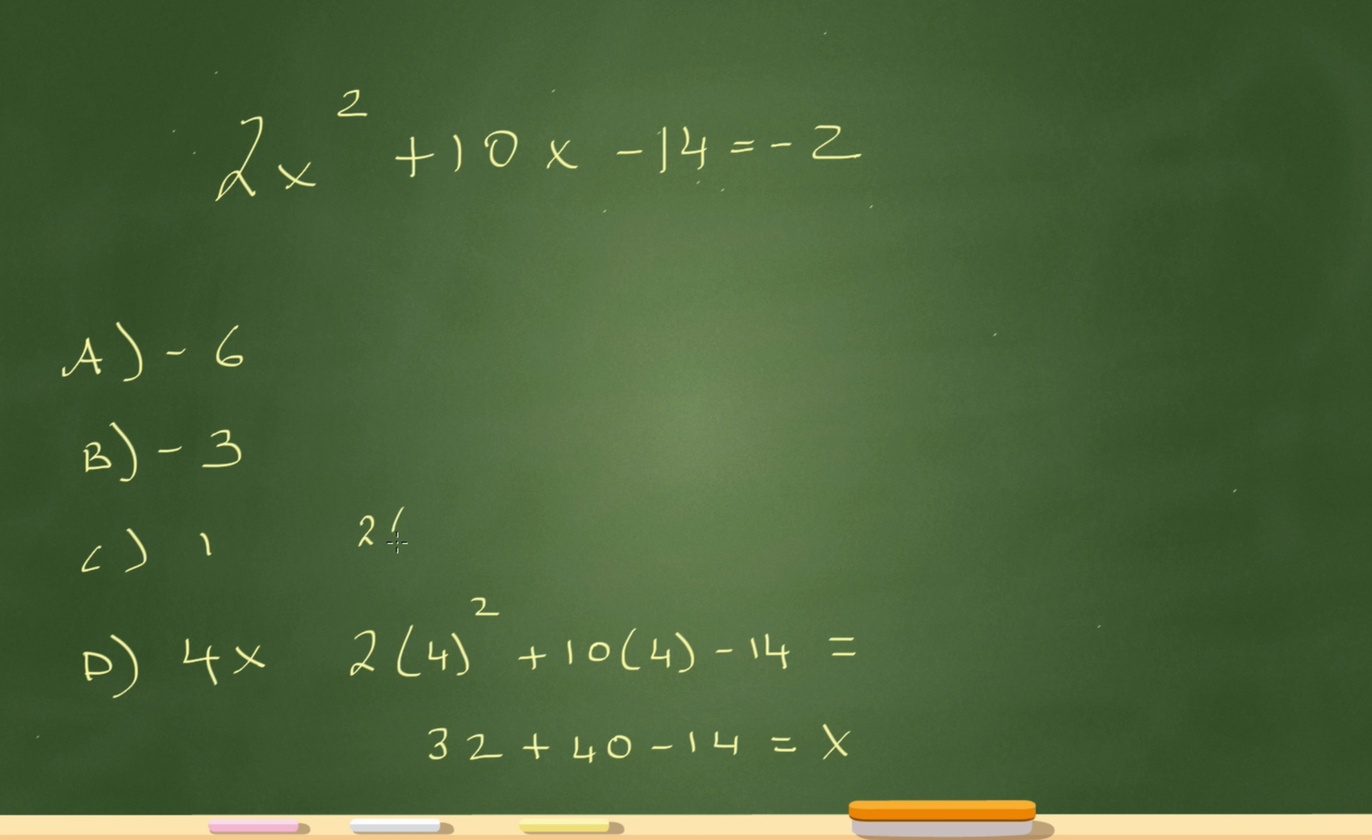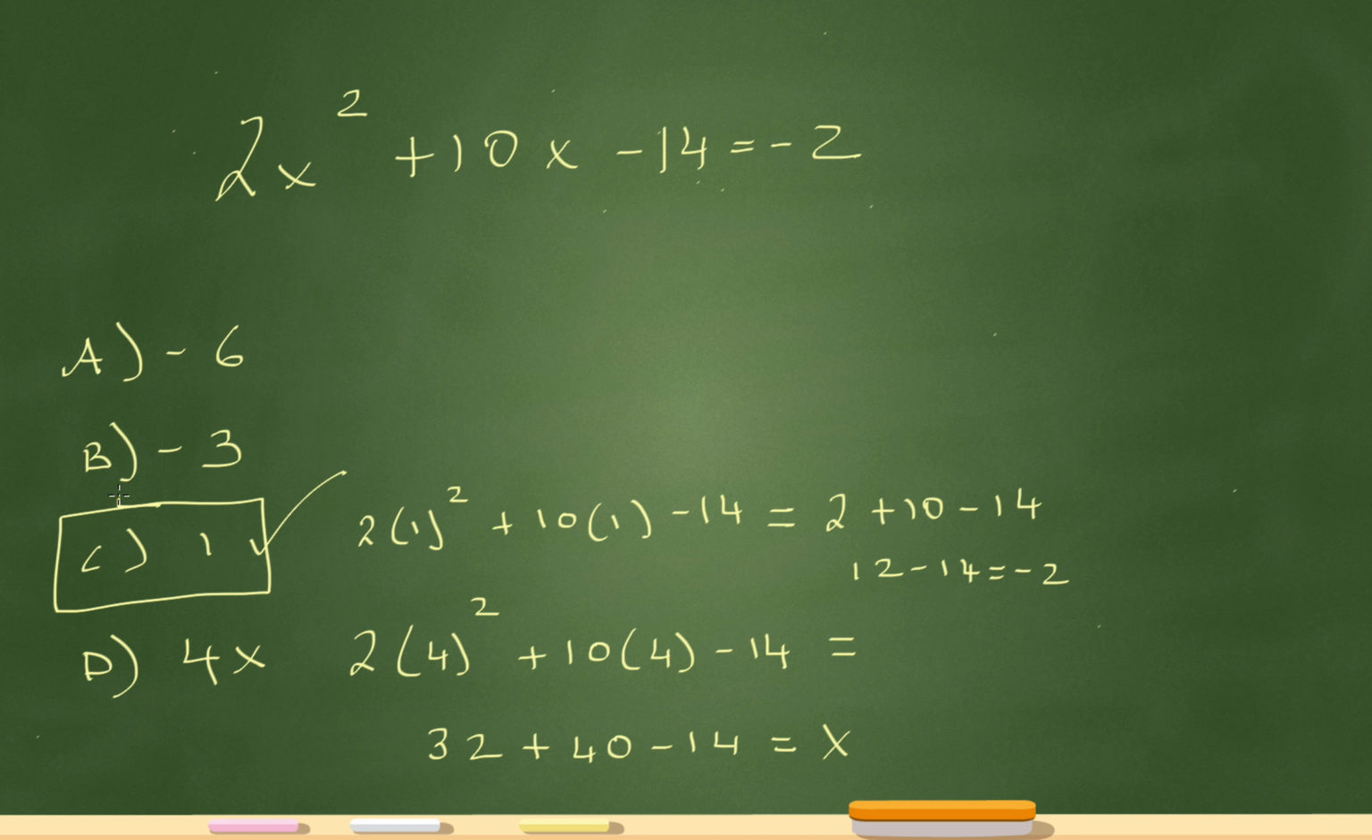Now let's hop over to 1. It'll be 2 times 1 squared plus 10 times 1 minus 14, and let's see if that equals -2. So 1 squared is 1, 1 times 2 is 2, 10 times 1 is 10, minus 14. So 2 plus 10 is 12, and 12 minus 14 is -2. So that's my answer. See how 4 didn't work out. 4 was the highest possible value of x out of these answer choices, but the next highest possible value of x, which was 1, worked out, so 1 is my answer.